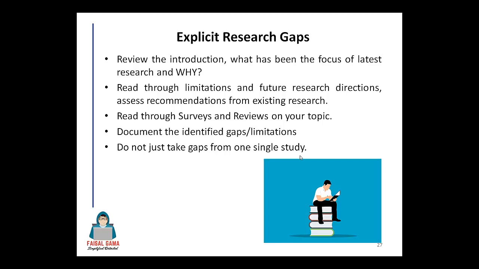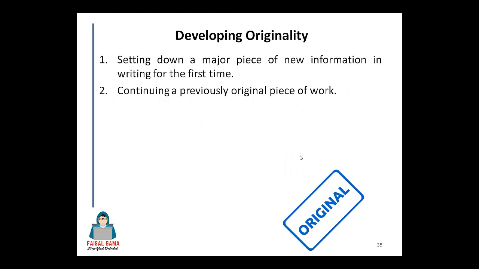So, developing originality: we say that our research gap has to be unique, has to have an element of uniqueness and novelty. So what does it mean for a research gap and a research contribution to be novel? One of the criteria that fulfill novelty, number one, is setting down a major piece of new information in writing for the first time. When we find new information that other researchers were not able to find, then it is an original work, an original idea. Then, continuing a previously original piece of work: finding a particular solution and then extending it, improving upon it. That is also novelty, originality.